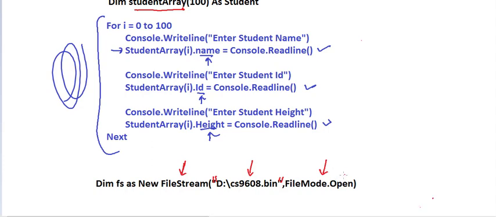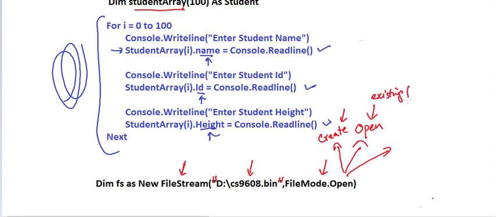For example, there are three modes that I can use. There is the create mode, which creates a new file. There is an open mode, which opens up an existing file. And let's say I should be using what? I should be using a create mode here, right? Because I want to create a new file.